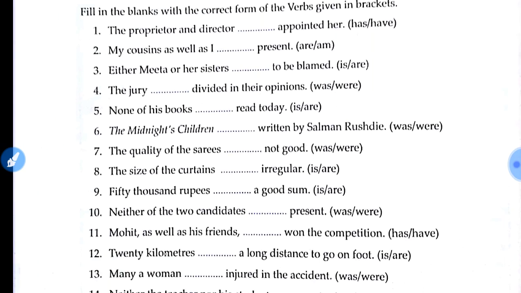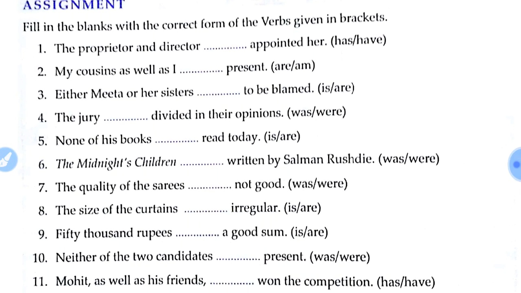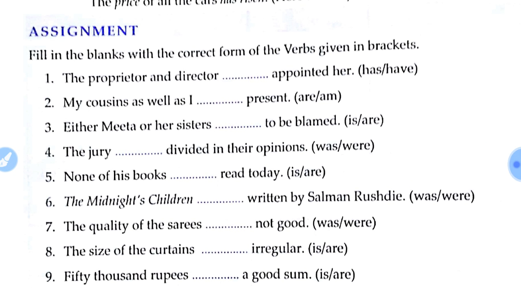Then we have an assignment for you. There are 15 questions for you, so I hope you will try to do it. Look at the first sentence here. Fill in the blanks with the correct form of the verb given here. The proprietor and director. See, and is used. The proprietor and director.